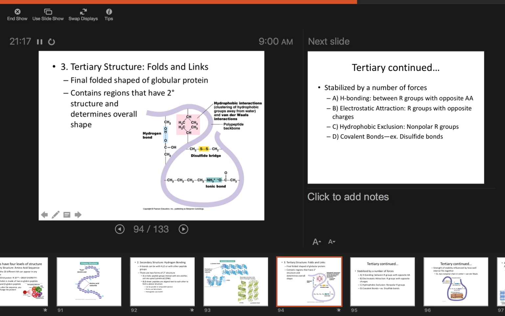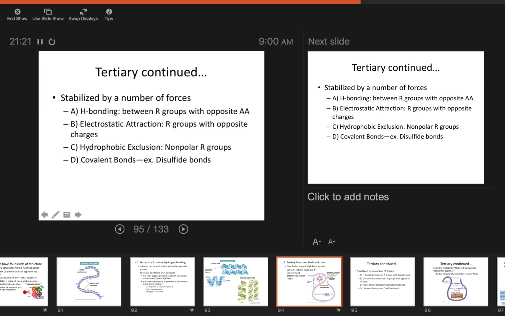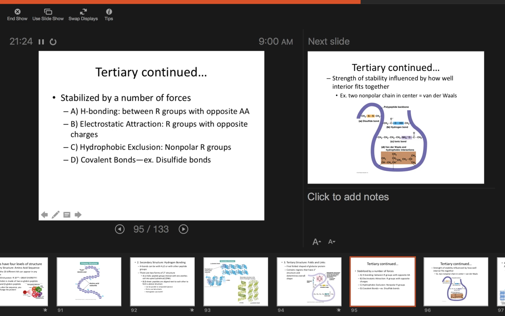Ionic bonds, okay? Charges, negative and positive. So we have hydrogen bonds. Yes, I know, hydrogen bonds are secondary level, but they can be included in tertiary level. We have electrostatic attractions between positive and negative charges. We have that hydrophobic exclusion where a nonpolar amino acid hangs out with another nonpolar amino acid. And then we can have the covalent bonds, like I said, with the disulfide bonds and getting your hair permed.